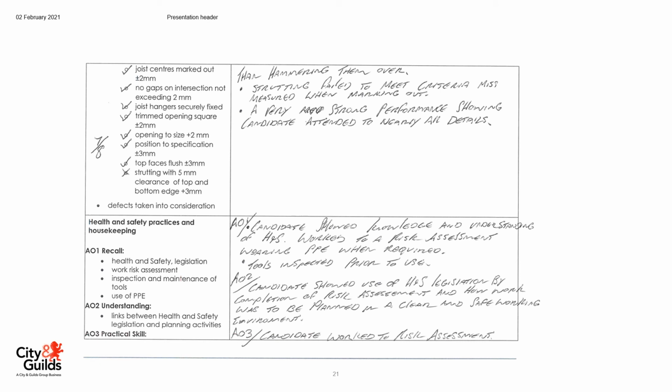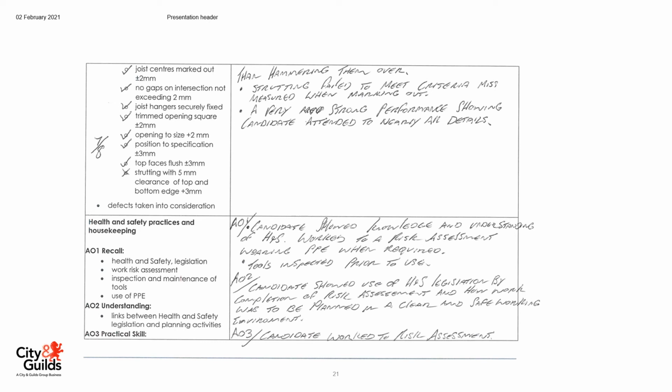Again, this is a continuation of the PO form. The marker states that the candidate failed to meet the criteria on the strutting. It's important to say that the candidate hasn't failed the assessment, the candidate just didn't meet the criteria laid down in the column.